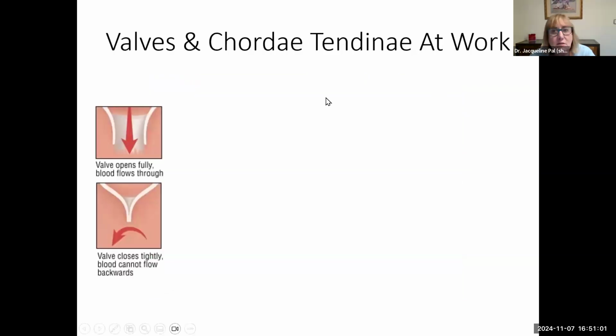So here's how this works. The valves are opening fully when blood is coming from the upper chamber into the lower chamber. And then when the lower chamber is contracting and wants to push blood out, that valve needs to be closed so that blood is not going back up into the atrium.